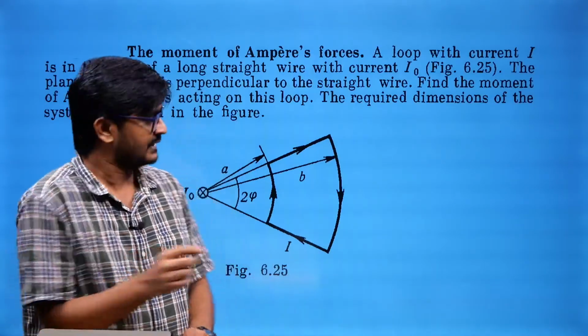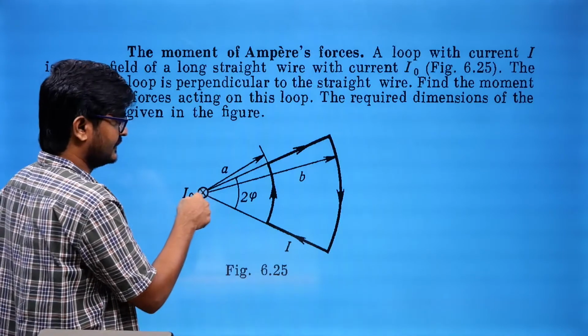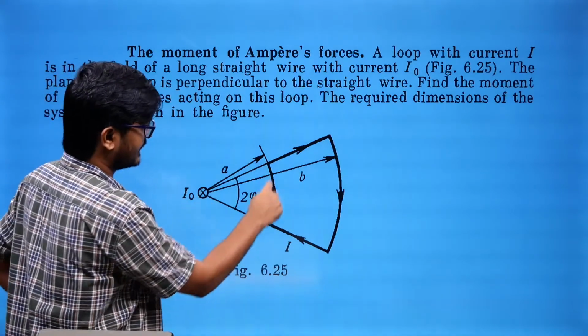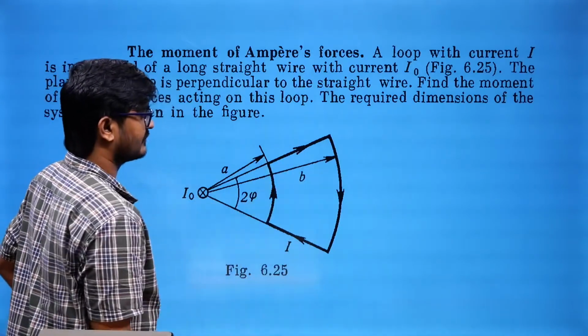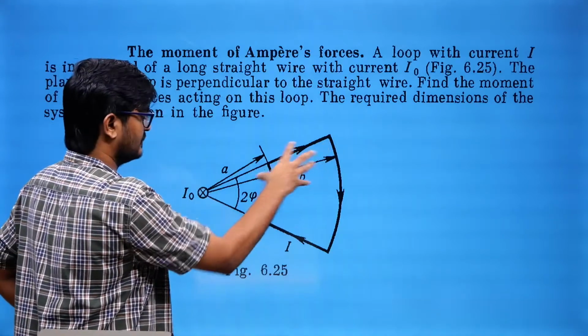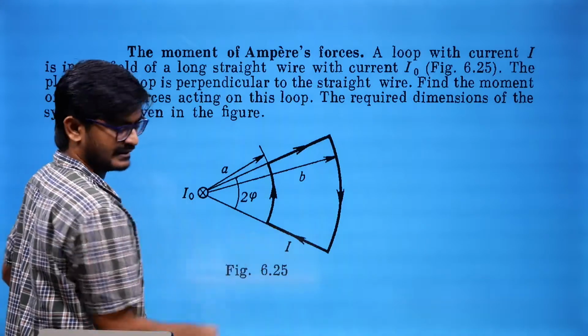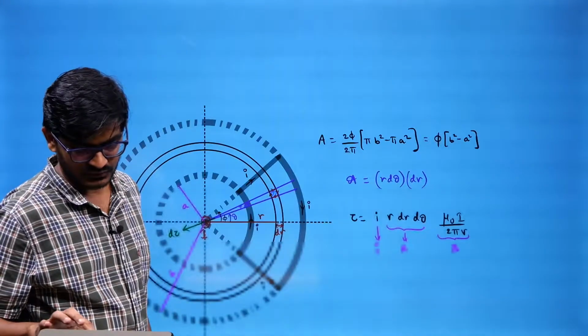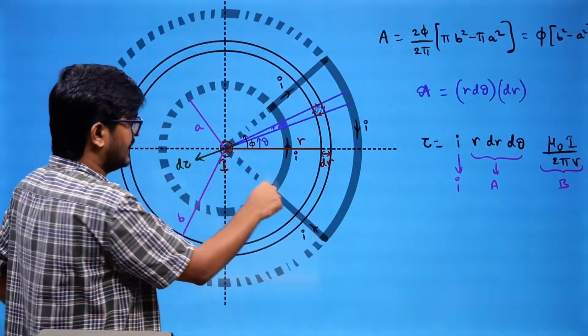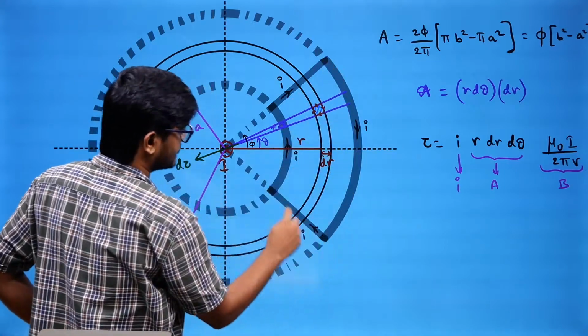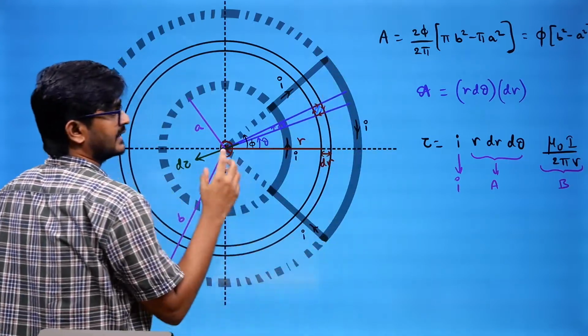Now the next question is, there is a current carrying wire, and there is a current carrying loop here. You need to find what is the torque acting on this loop because of this current carrying wire. Take this current as I0, this current as I. So this is the loop on which I have to find the torque.